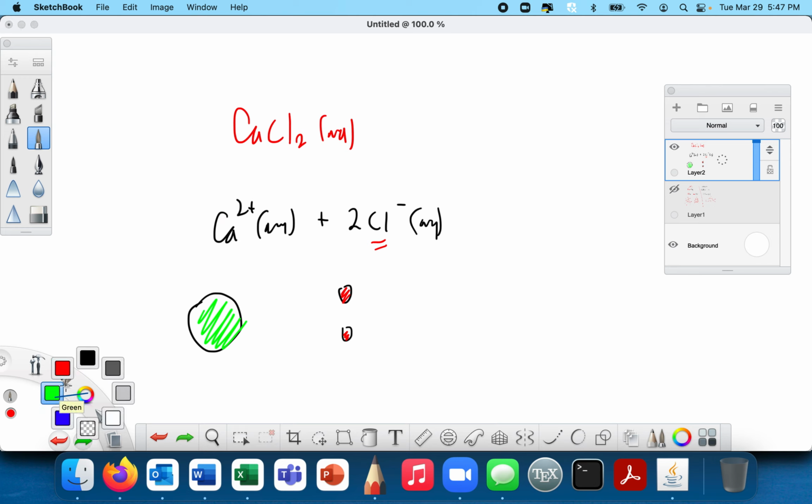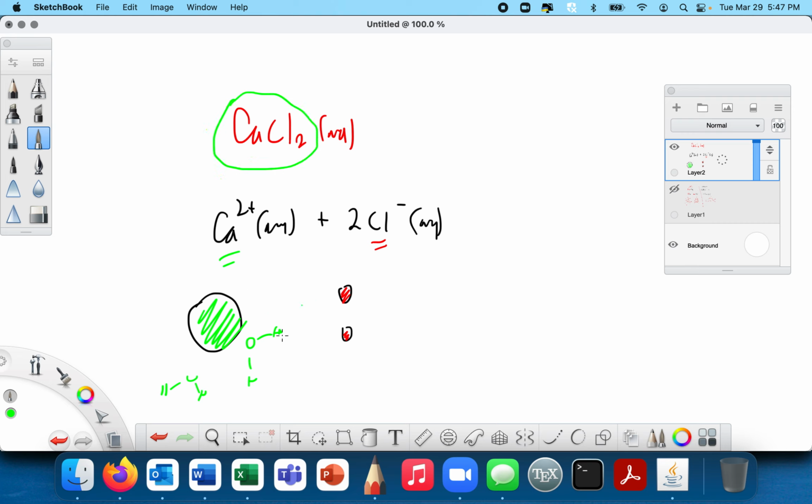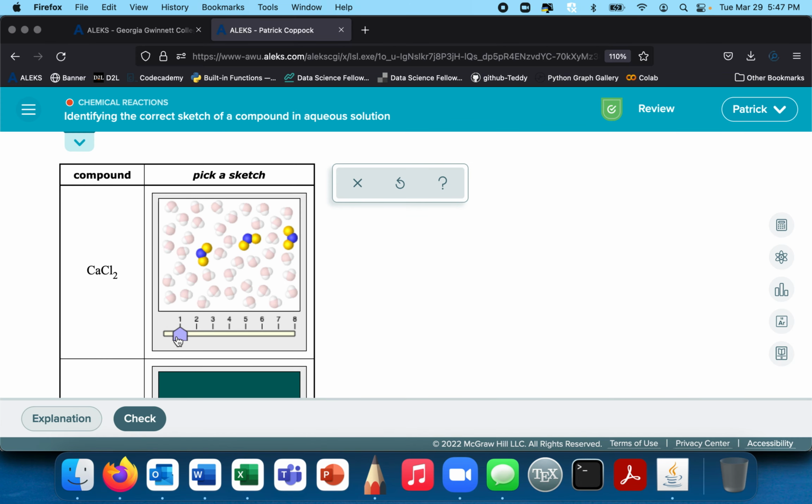We get a green here. So this is our calcium. There's going to be a bunch of water molecules around this guy and a bunch of water molecules around this guy. And they're going to be broken up 1 to 2, right? Because there's two chlorines for every one calcium. So now that I've got a prediction in my head, I'm going to go look at the options and find one that looks like that.